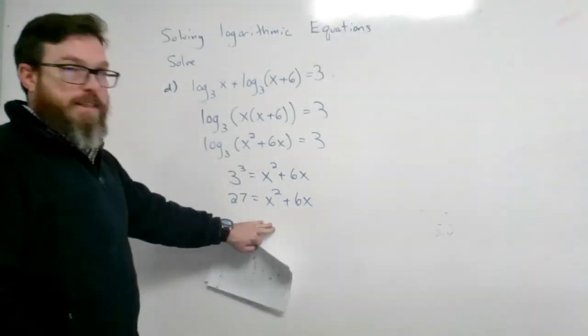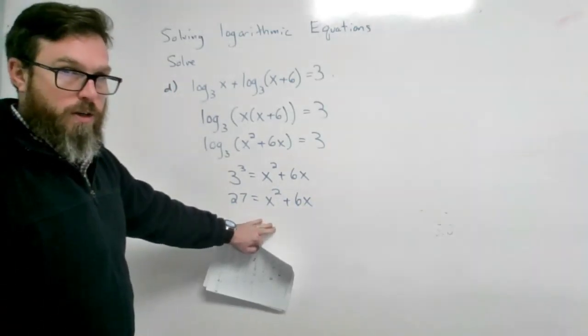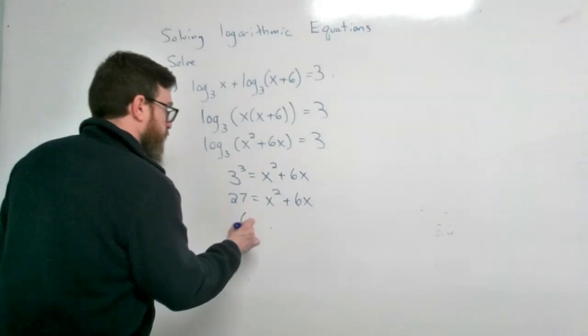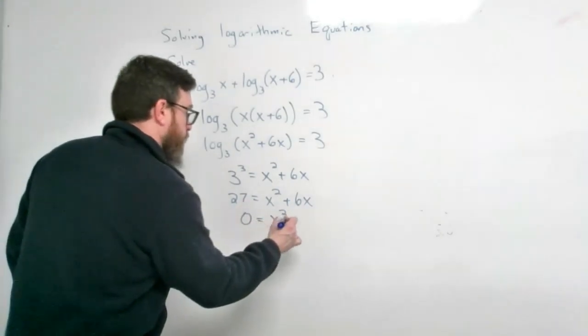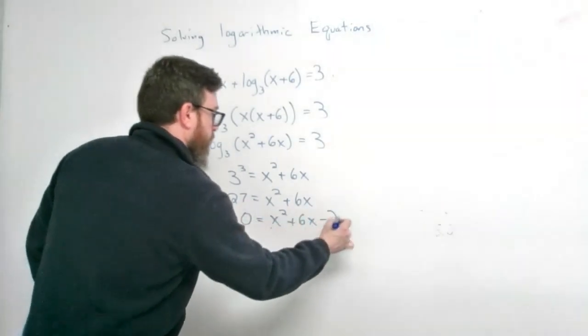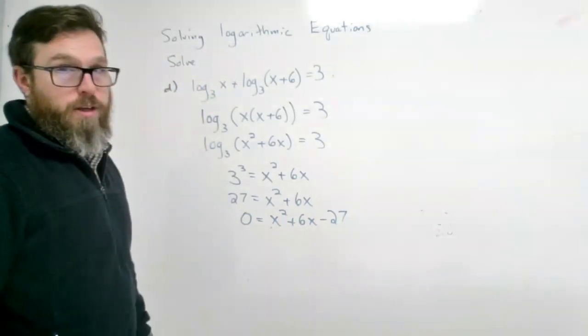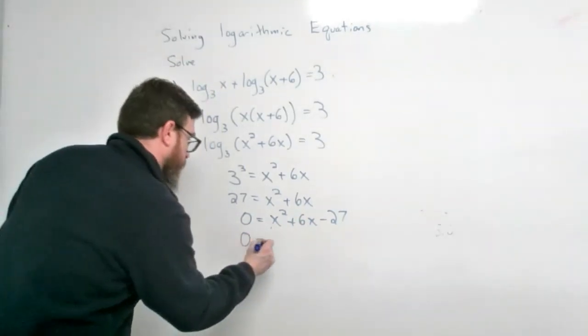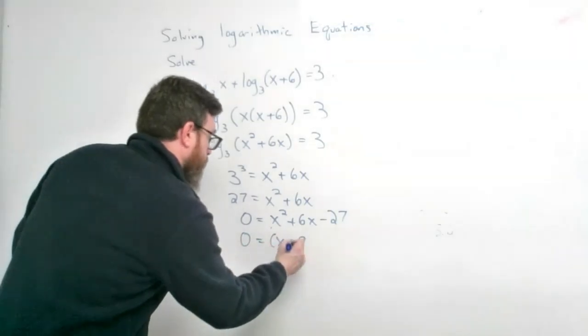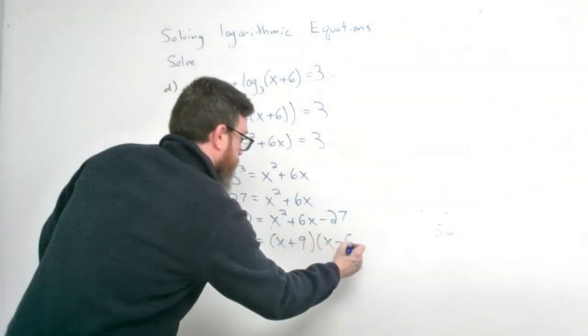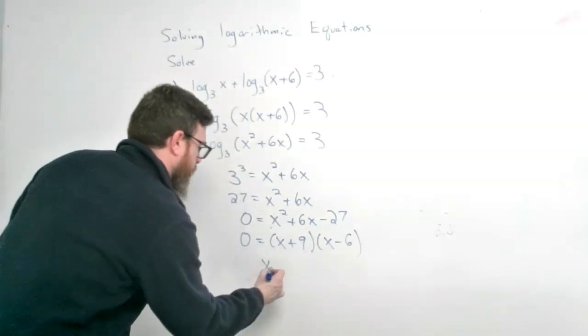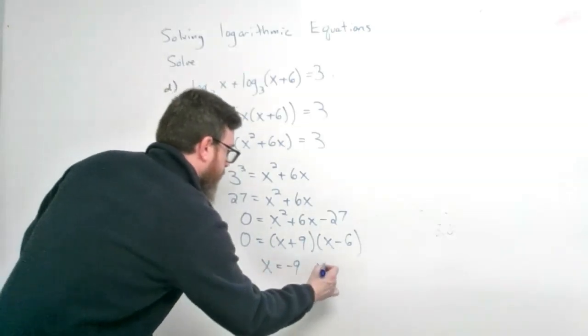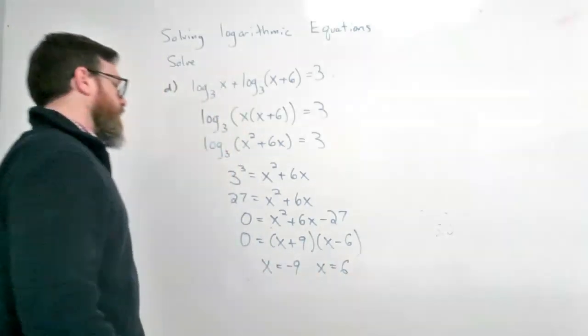I can't isolate x as it sits because this is a quadratic equation, which means the way we solve it is we set it equal to 0. Now you can use the quadratic formula or factor. In this case, this factors to x plus 9 times x minus 3. So I get solutions or possible solutions of -9 and +3.